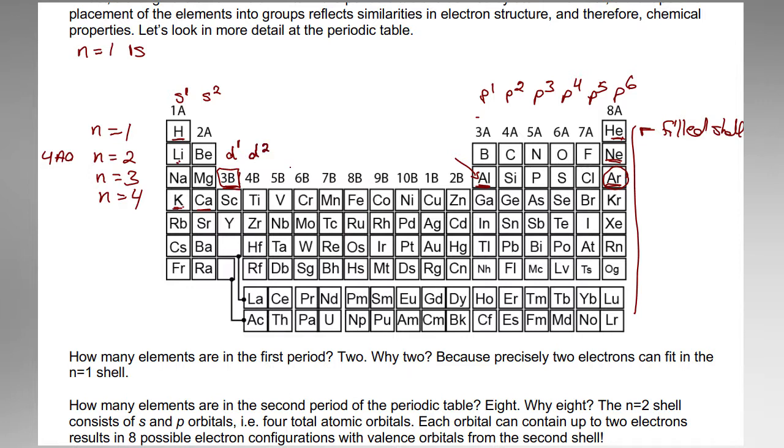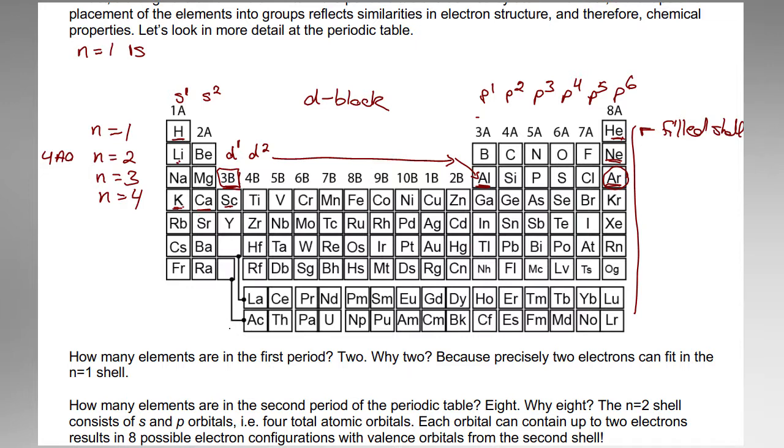Titanium is then D2, and we move through the D block, right? This part of the periodic table is called the D block because its highest energy electrons are in valence orbitals that are D-type orbitals. How many D orbitals do we have in any given period? 5, which means a total of how many electrons? 5 times 2, or 10.